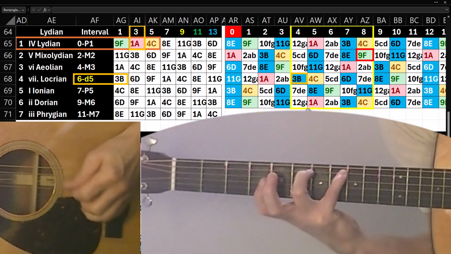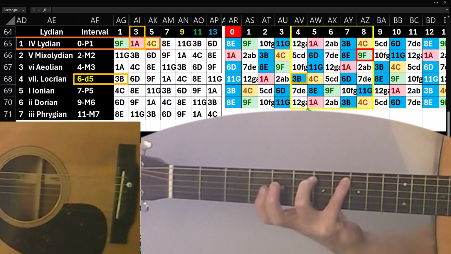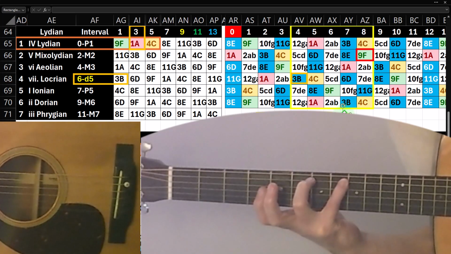Can't hit the right string. It's the pick's fault. My pick is not working right. The pick point is messed up.